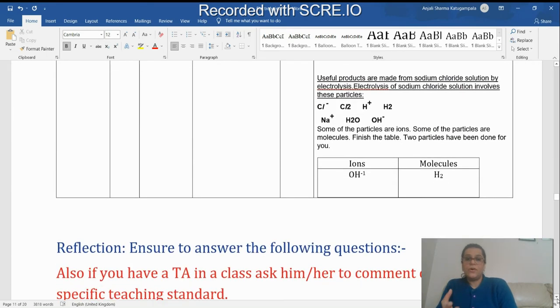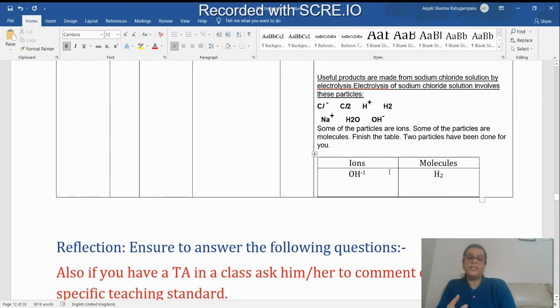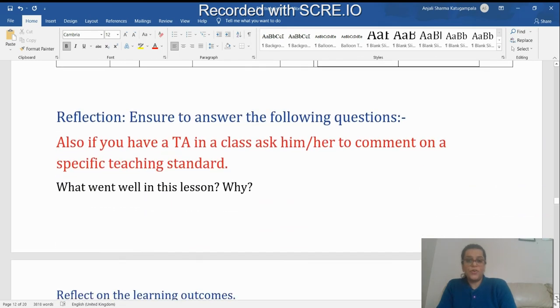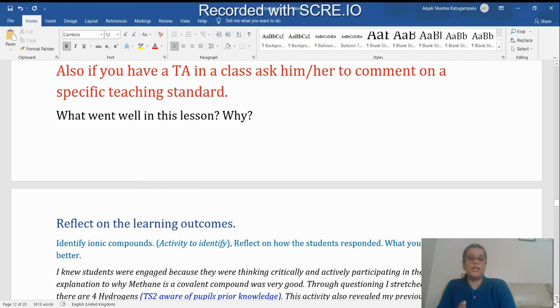That helps. Students also find it difficult to understand the difference between atoms, ions, and molecules. So I included such an activity as an AFL. When you reflect on your lesson, you need to make sure you are reflecting on each learning outcome. Just asking what went well in this lesson, and why, is a very broad question. So if you want to collect more evidence, you have to write your reflection in detail, and make sure in your reflection, you refer to each teaching standard.